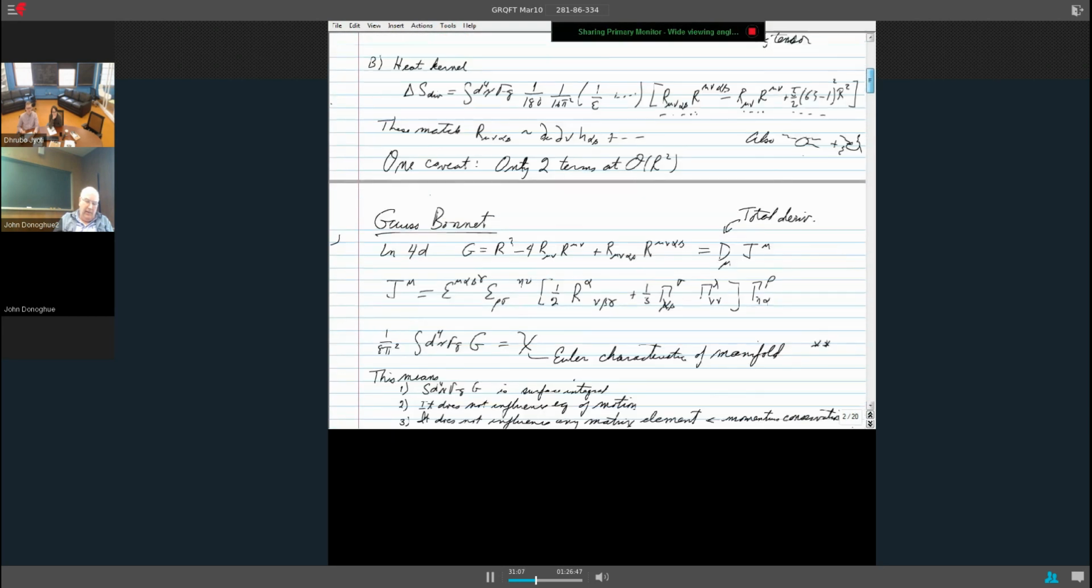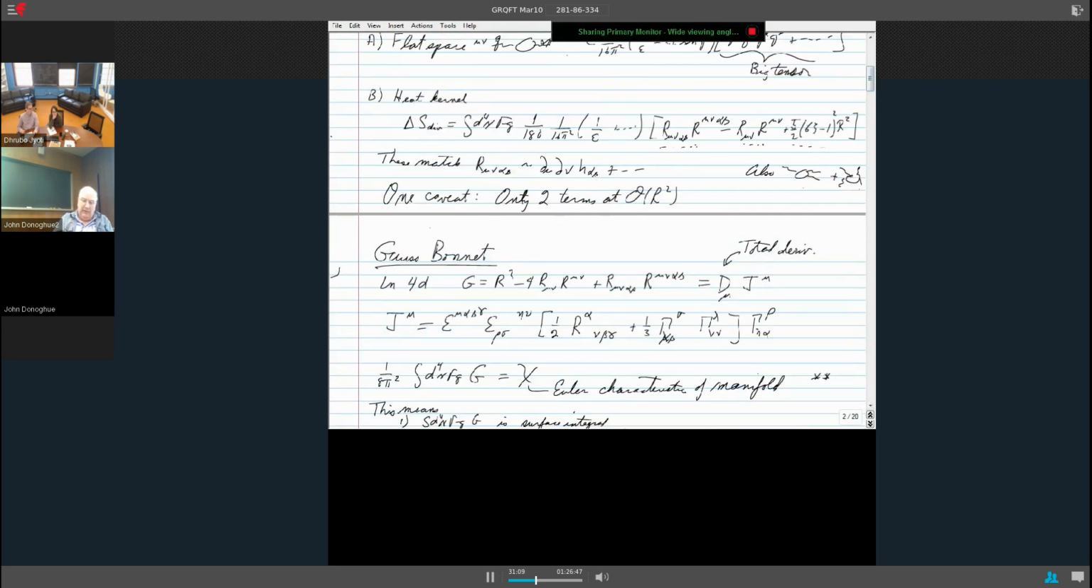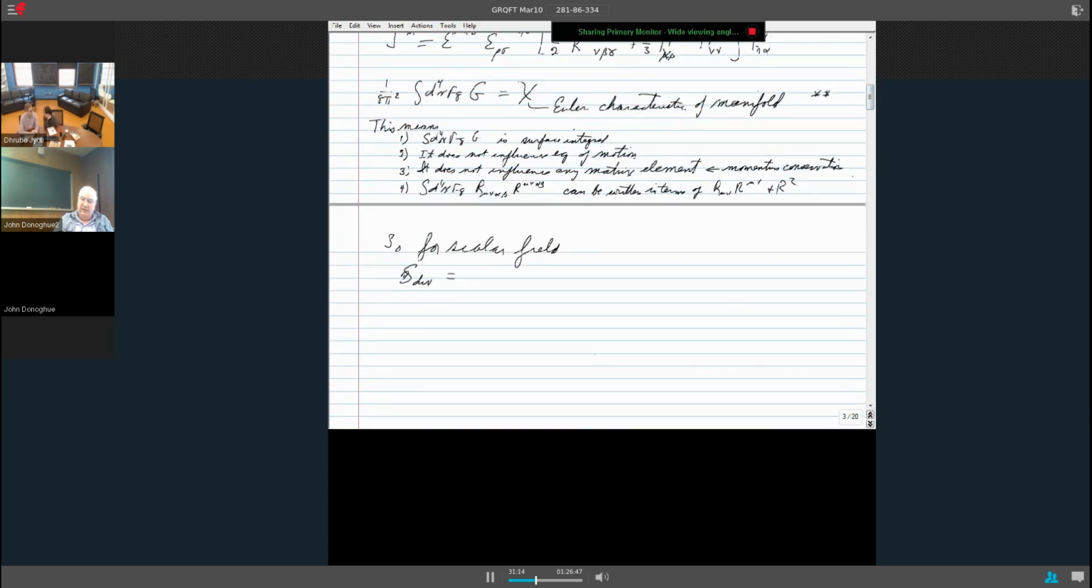R mu nu, and R squared. And actually, there is some physics in that. We'll see that there are cases where the Riemann curvature, the one with the four indices, doesn't vanish, but R mu nu does. Okay. So let's go back to the scalar field.